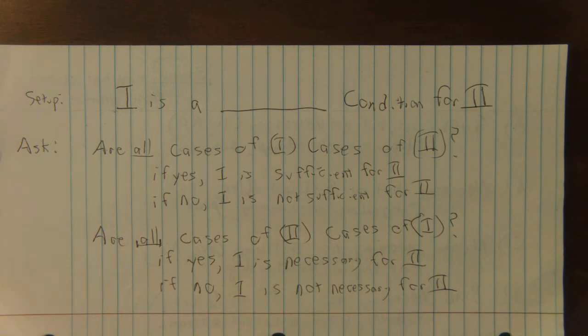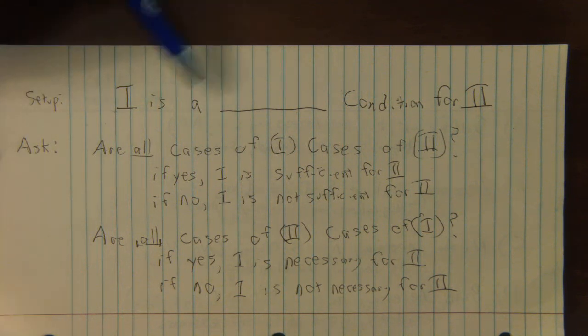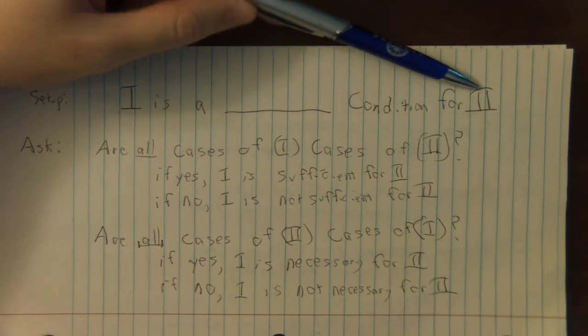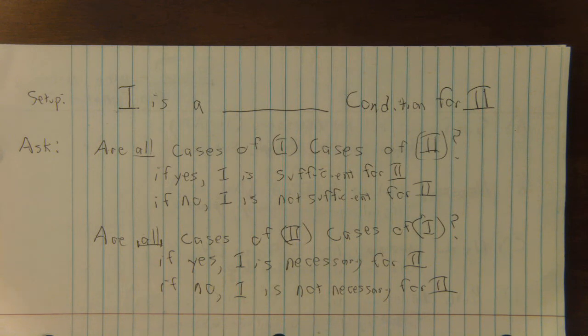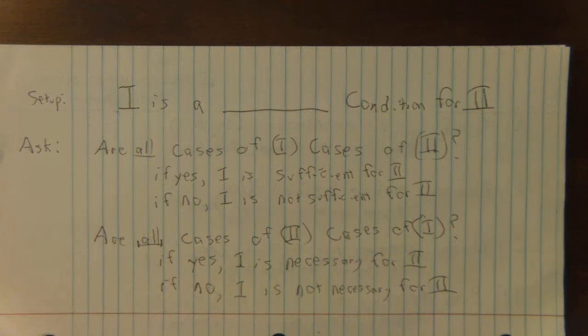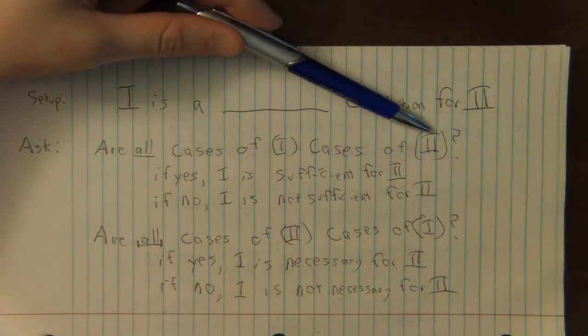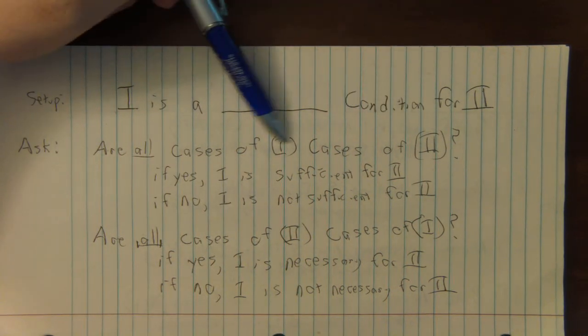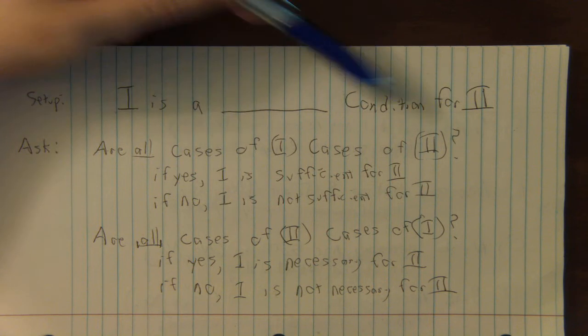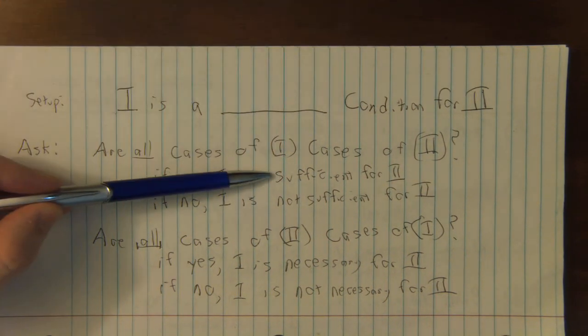Next one. Being enrolled in this class is a blank condition for being enrolled at Kent State University. Are all cases of people enrolled in this class cases of people enrolled at Kent State? Yes, even if it's a provisional high school enrollment, you're still enrolled. So it's sufficient.